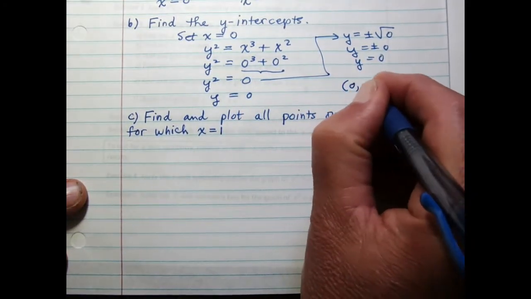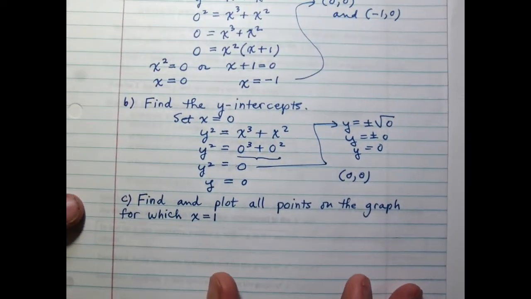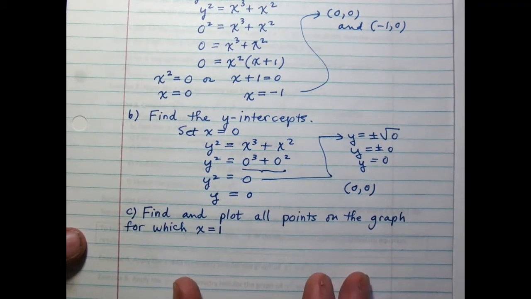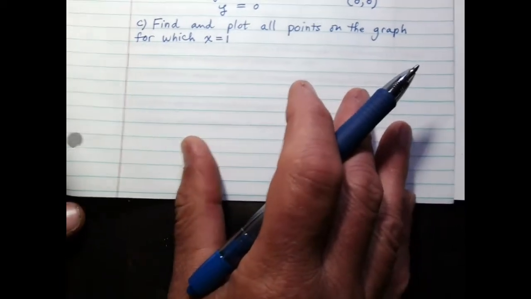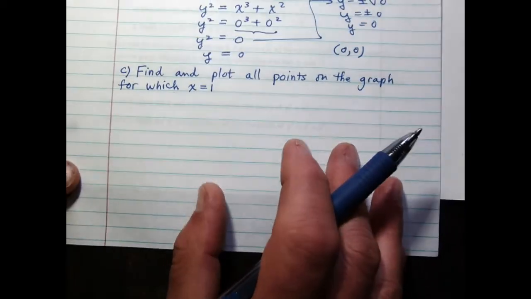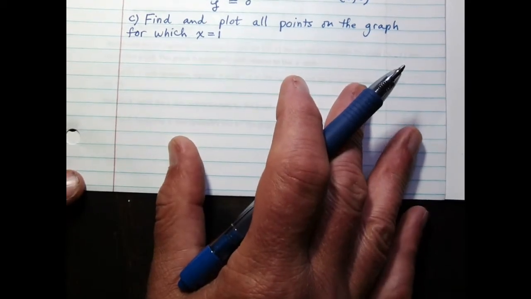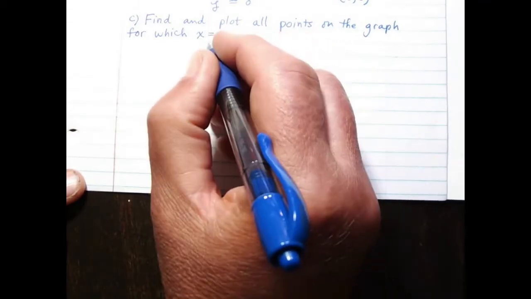And so it's a point we already found up above. In fact, 0, 0 is both an x-intercept and a y-intercept. The origin is the only point that would be an intercept for both axes. So part B didn't really give us anything new. It gave us a point we already had. So we're going to keep going through these different parts.